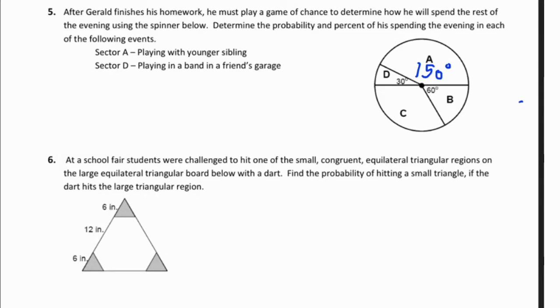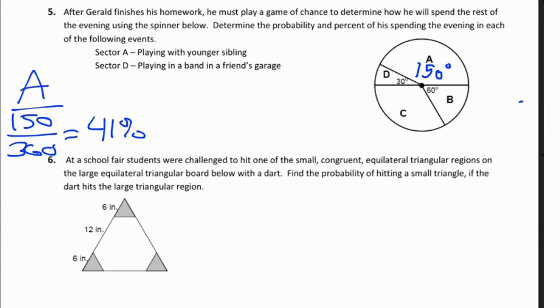So then to figure out the probability of him getting in sector A, all I would do is 150 degrees over 360 degrees. And then I would just find the decimal or reduce the fraction, and it would give me my percentage. So right now, if I did 150 divided by 360 as a decimal, that would give me 41% approximately.